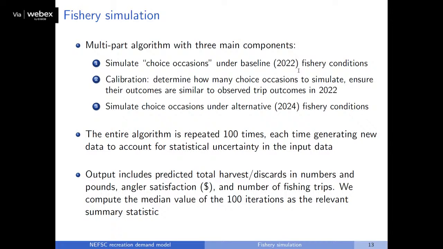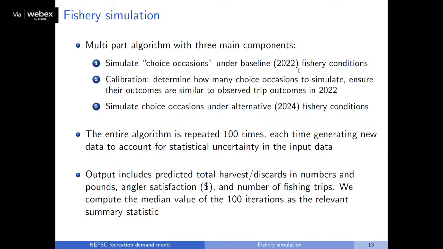Then we have to calibrate the model. We do this to determine how many choice occasions to simulate and ensure that their outcomes are similar to observed trip outcomes in 2022. This is important because we want to ensure that we are adequately representing the size of the market for recreational fishing in the baseline year, as well as ensuring that the quality of the good being evaluated, which is recreational fishing trips, is similar to the quality of the good in 2022.